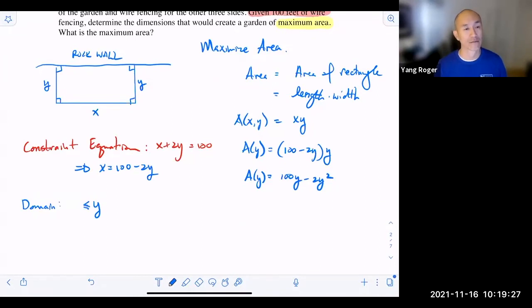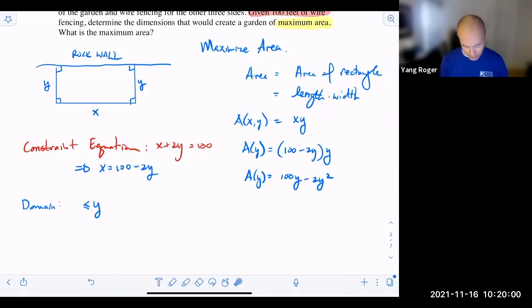Oh, we have a question. A student asks, how did we get this formula? So we know that the area is equal to x times y. We have this constraint equation, x plus 2y is equal to 100. I can solve for x, and then I substitute that in for x right there. And then I simplify.